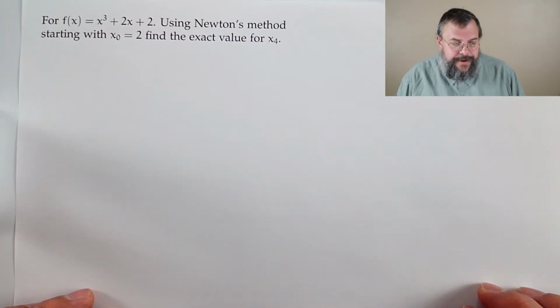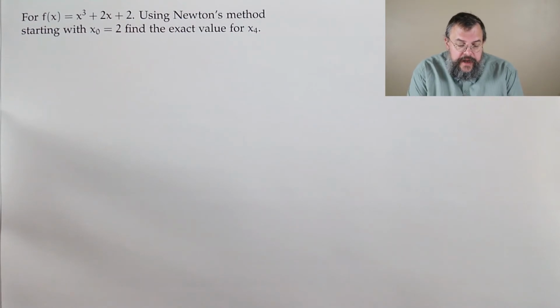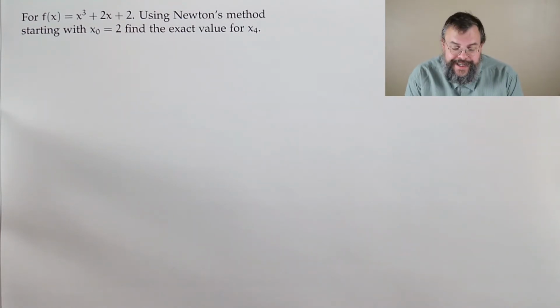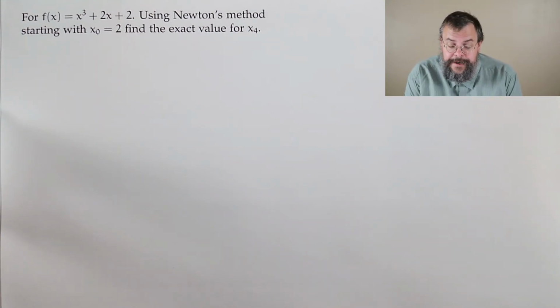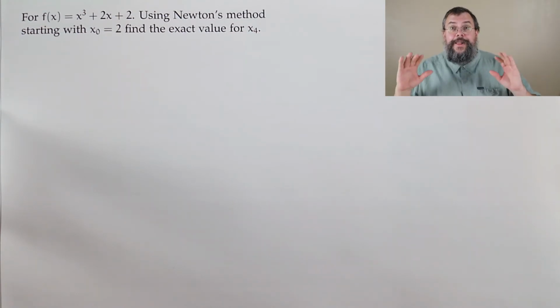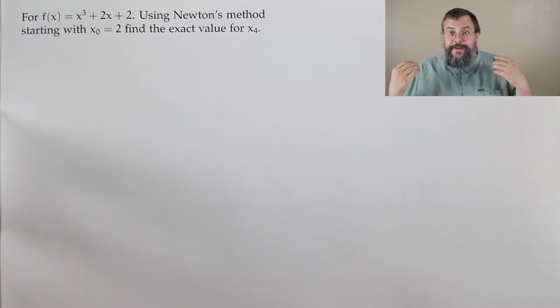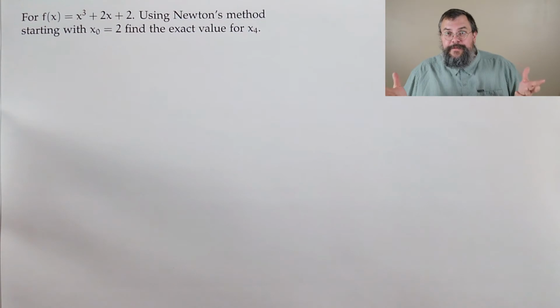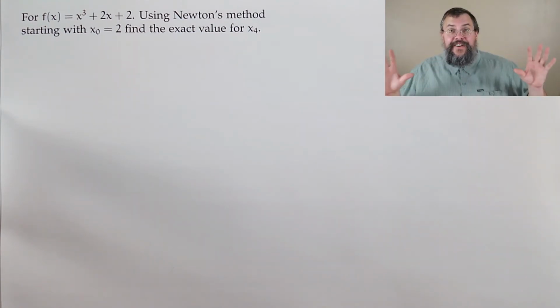Time for another problem. Of course. Okay, so for the function f of x equals x cubed plus 2x plus 2, using Newton's method starting with x0 equals 2, find the exact value for x4. That's a large number, x4. Now, let me put a little bit of a warning here. Almost always, if you start with a random polynomial and a random initial guess, after about 2 steps the number is going to be very unwieldy. It's going to be a fraction, and you're like, ah!